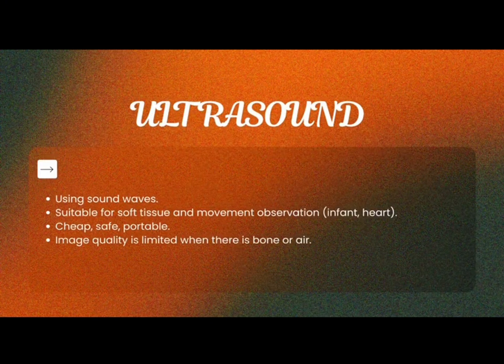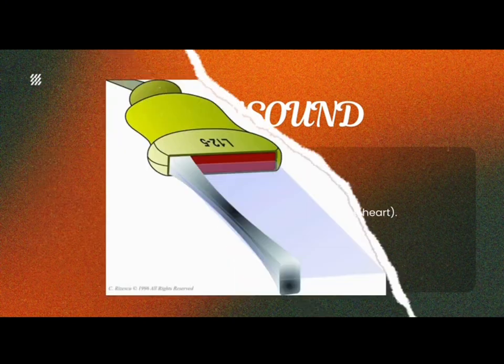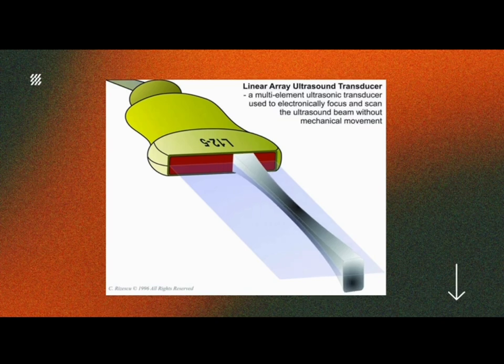Firstly, ultrasound imaging uses high-frequency sound waves to produce images of the inside of the body. It is commonly used to observe soft tissues and real-time movements, such as in infants and the heart. In addition, ultrasound is safe because it does not involve radiation, and it is relatively cheap and portable. However, its image quality is limited when sound waves are blocked by bone or air, which can reduce clarity. This is an ultrasound method.